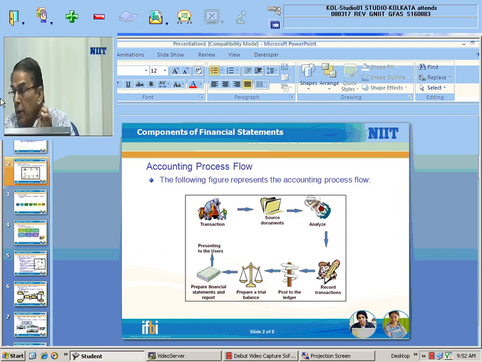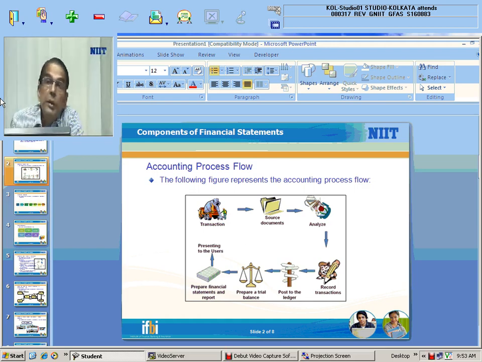The accounting cycle from recording to reporting, we can see diagrammatically. Source documents are created as a result of transactions which are happening. These are analyzed, and then the transactions are recorded, first in the subsidiary ledger and then posted to the general ledger. Then the trial balance will be prepared, and when the time for reporting comes, the preparation of the financial statements or closing of the books, financial statements will be prepared and then reported in the form of annual reports to the users. So this is the overall cycle from recording to reporting.